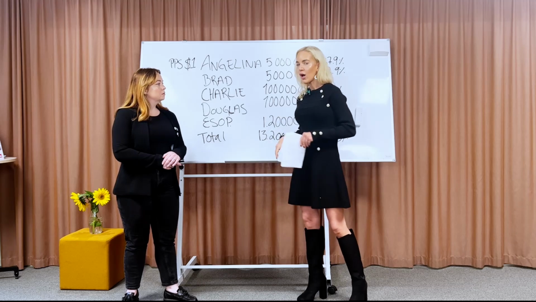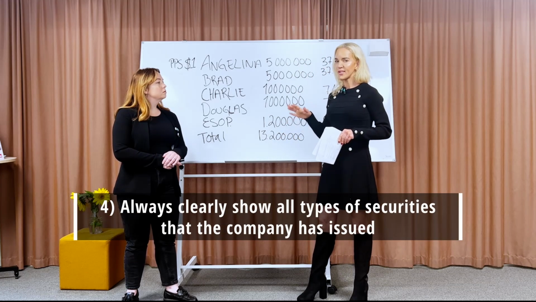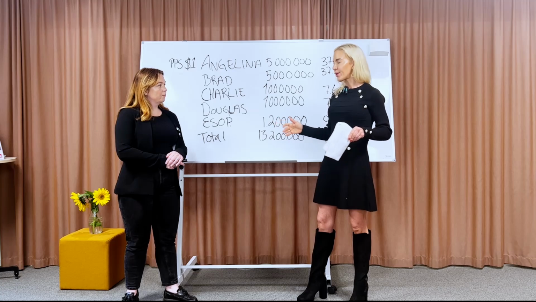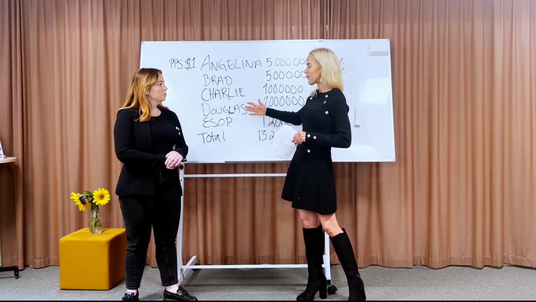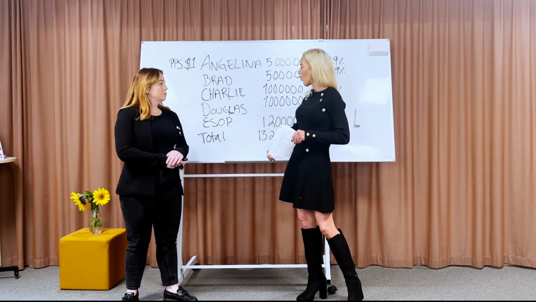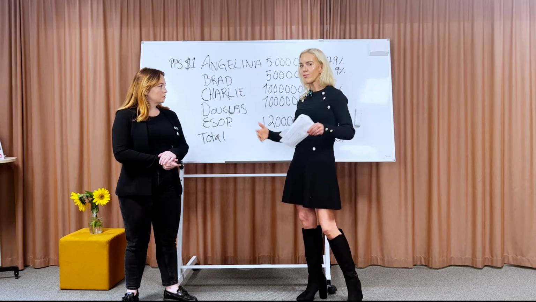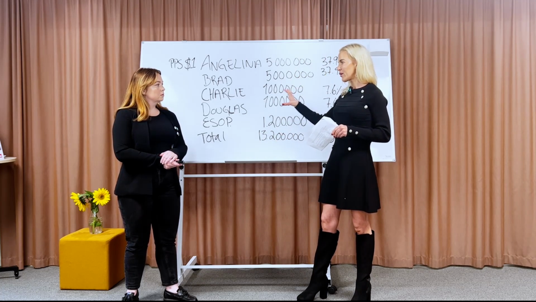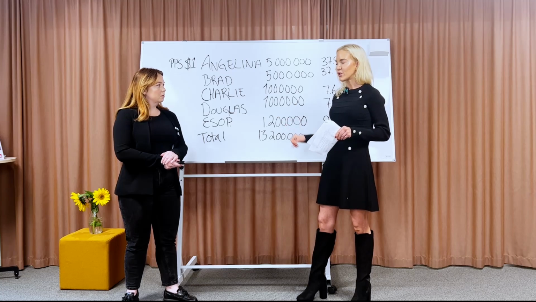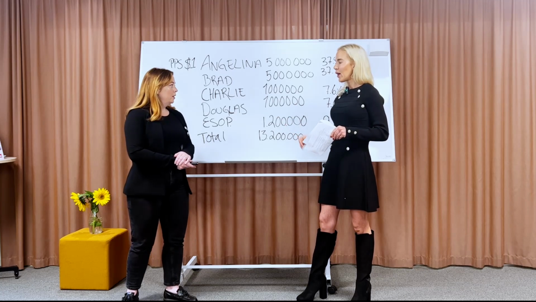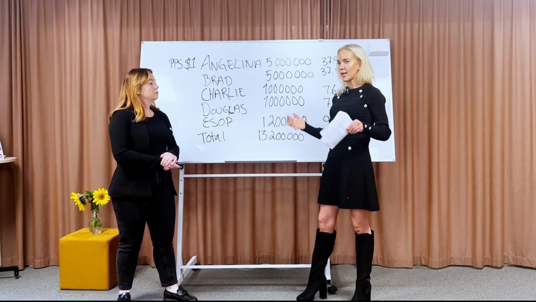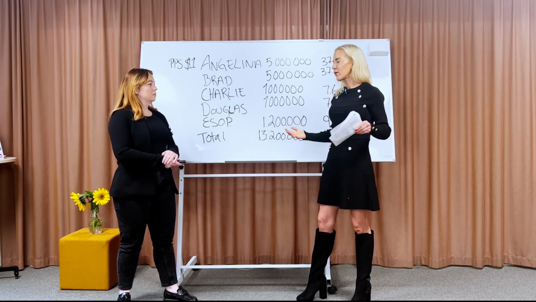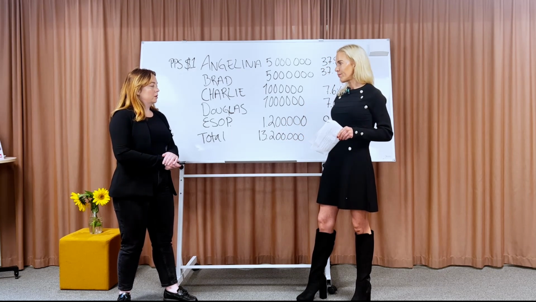Number four, always be very clear what securities you have in the company. Because more often than you would think, you might forget to mention that you have different kinds of preference shares, or you might forget to list the ESOP or a convertible. Make sure that everything is listed. All types of securities should be mentioned clearly. Good. An investor can otherwise be annoyed and feel like they're almost deceived if they don't get the full picture. Okay, so be clear.